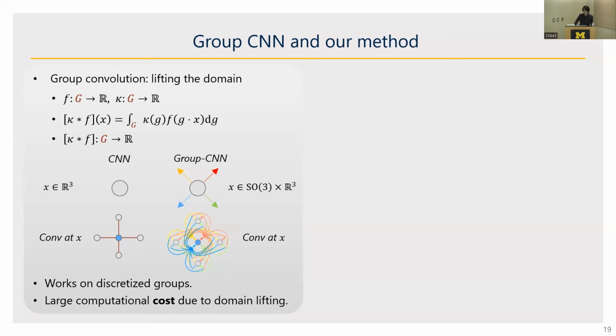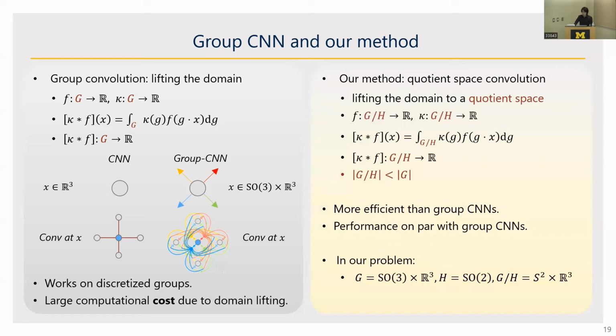Therefore, our method goes with the strategy of quotient space convolution. Basically, the difference between this and group convolution is also about the domain. Now we are lifting the domain to a quotient space. The quotient space here we denote with G over H, where H is a subspace of G. We will explain in more detail what quotient spaces are in the next few slides. But the main idea here is that the size of a quotient space is typically much smaller than the group space. And this is the main reason that we can achieve much better efficiency.